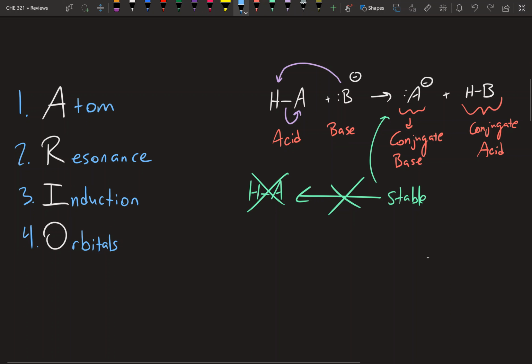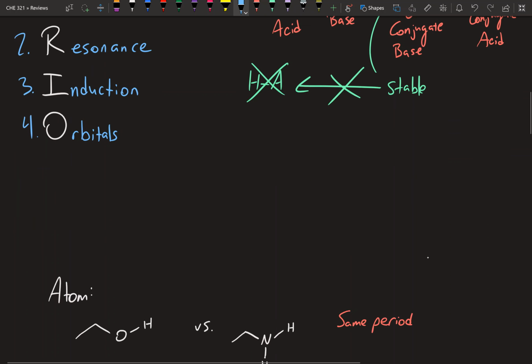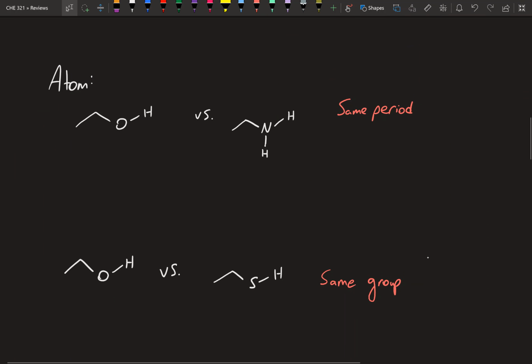So first, let's start with factor number 1, the atom that is being deprotonated. All right, so there are two cases when we're comparing acids such as this. We have this structure on the left and this one on the right. They're trying to indicate for us to focus on the hydrogen connected to the atom of interest, right?